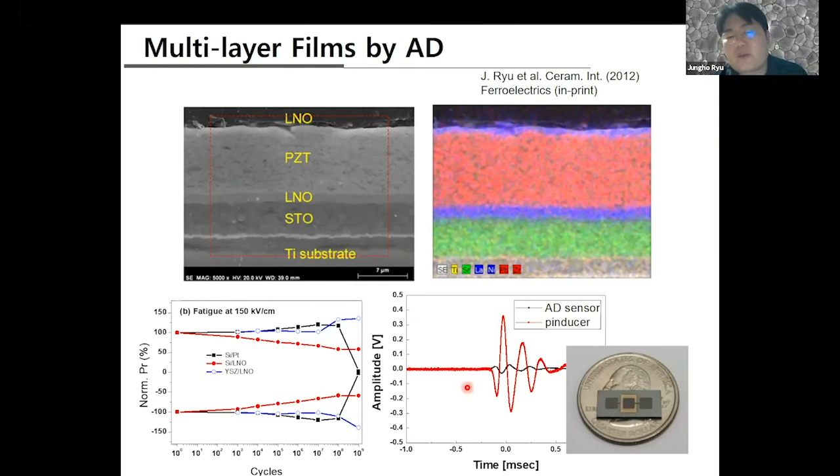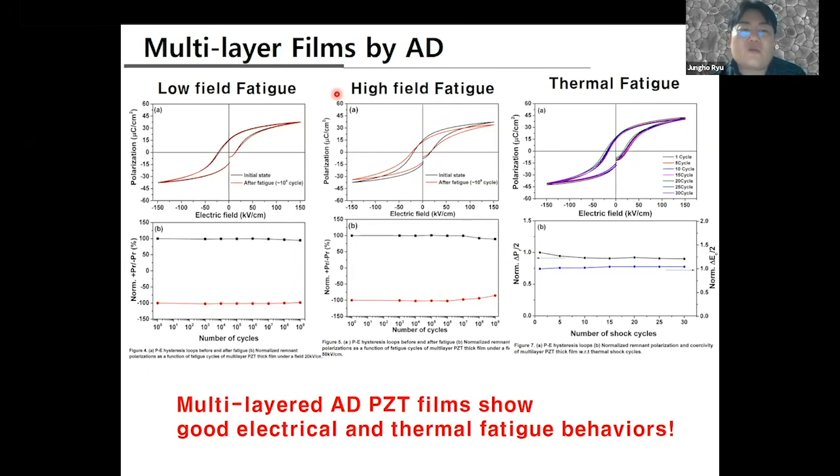It's acceptably good. And then people are asking, the multi-layer always has the problem of delamination because of thermal shock or continuous driving. So we checked these fatigue behaviors at room temperature, at low field and high field. With up to 10^9 cycles, there was no significant change. So the reliability itself was not bad.